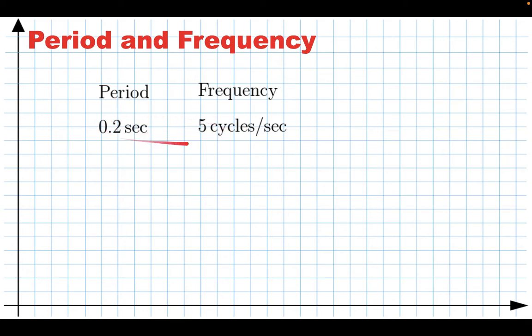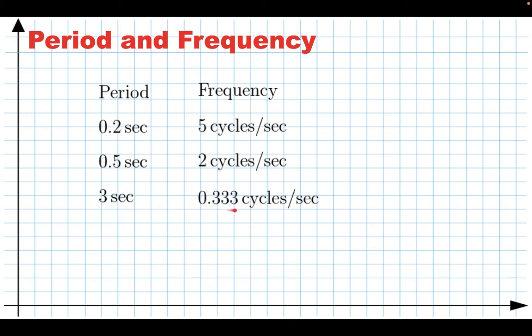So these numbers are related. If the period was half a second, then you would have 2 cycles per second. And if the period was 3 seconds, you would have 1/3 of a cycle every second. So I think you can tell that these numbers are reciprocals. So if the period is 3, the frequency is 1/3. If the period is 0.5, or 1/2, then the frequency is the reciprocal, which is 2.